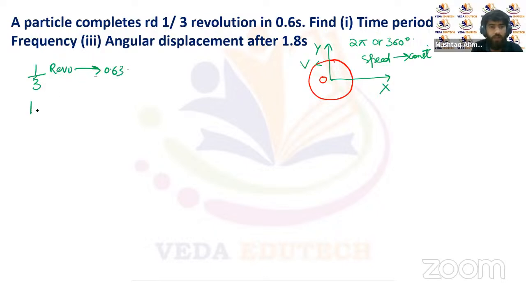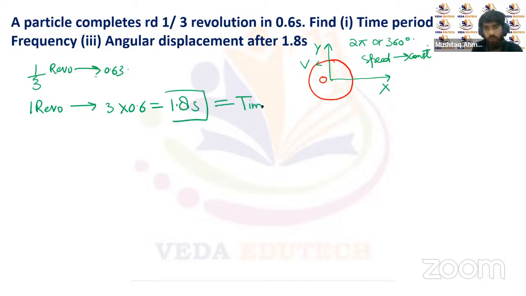Then one complete revolution will be completed in 3 multiplied by 0.6. So the time taken for the complete revolution will be 1.8 seconds, and this will be the time period. Time period is the time taken to complete one complete cycle. That's what we call the time period.